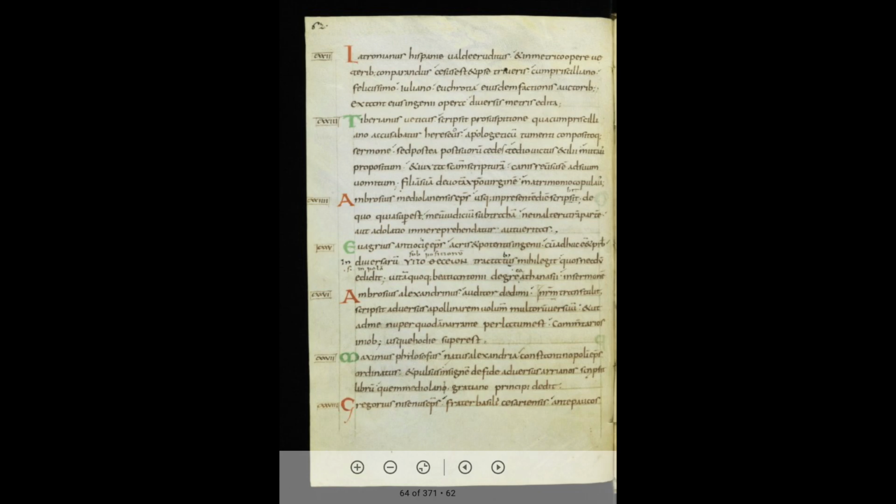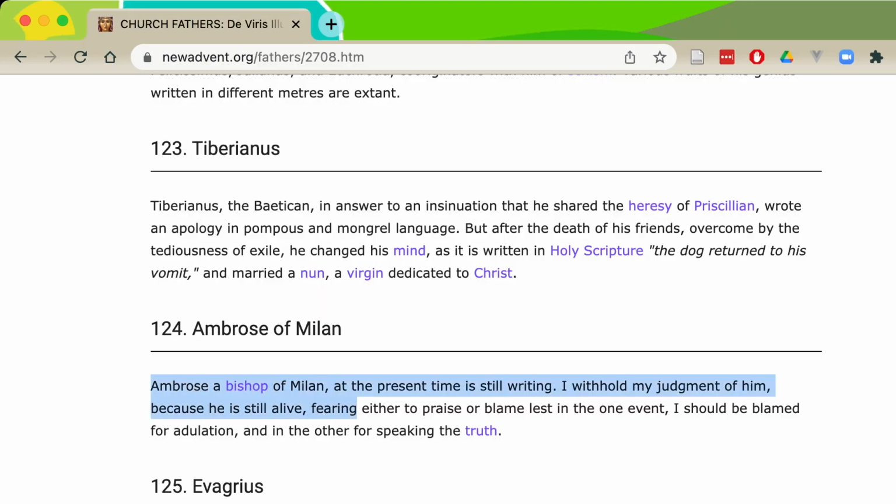St. Jerome had beef with St. Ambrose of Milan, and though he thought Ambrose was too important a figure to omit from his book, he didn't want to compliment him. So Jerome says, "Ambrose, a bishop of Milan, at the present time is still writing. I withhold my judgment of him because he is still alive, fearing either to praise or blame, lest in the one event I should be blamed for adulation, and in the other for speaking the truth." So much shade. Both these men end up sainted for their roles in the early Christian church, but damn, I can't say nothing about him because if I praise him, you'll say I'm sucking up, and if I diss him, I'm not lying. Oh, okay.